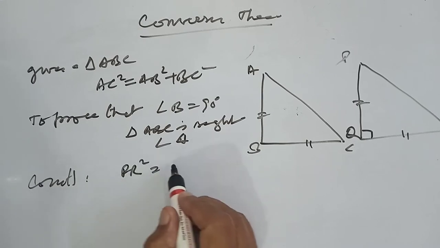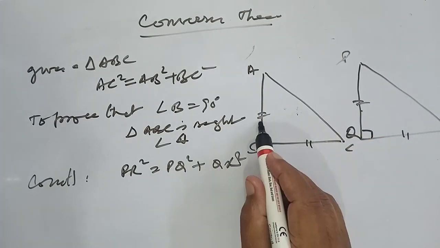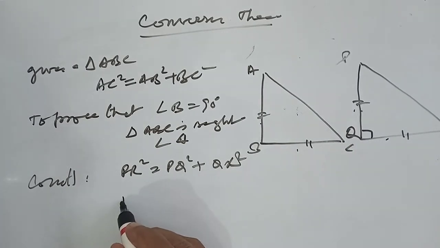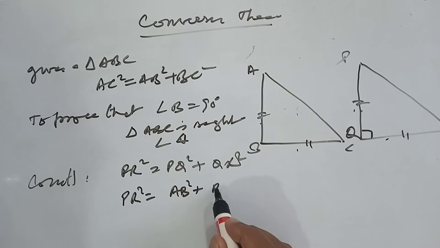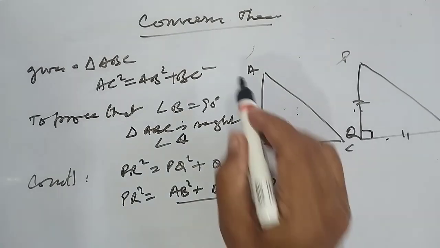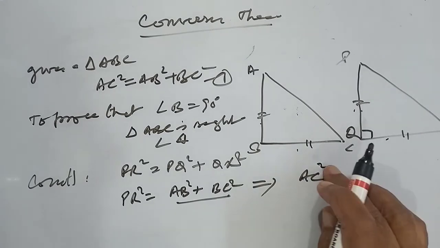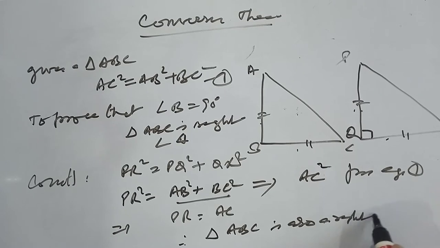So PR square is equal to PQ square plus QR square. Now since, by construction, this is equal to this and this is equal to this, we replace both the values. PR square is equal to AB square plus BC square. And this implies that this is equal to AC square as given from equation 1. And this implies that PR is equal to AC. Hence, triangle ABC is also a right angle triangle, and so this proves the converse theorem.